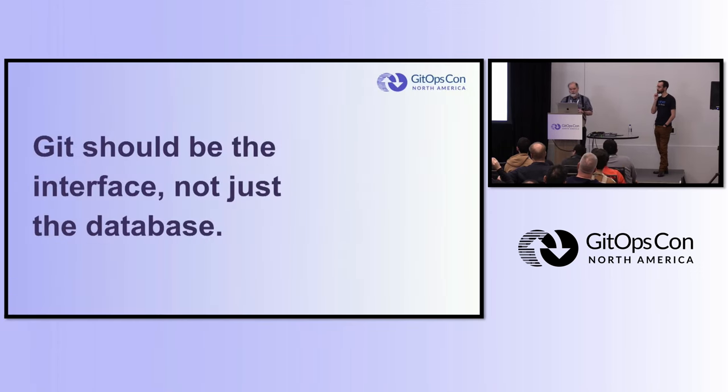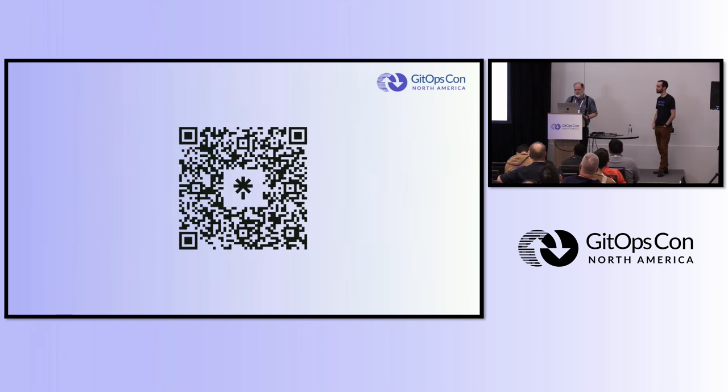Okay? So Git, in our opinion, should be the interface and not just the database. That's the concept. And that every change is traceable back completely through all the stages to the exact commit and who did it. So if you want more information, you can do this while we are going to answer questions.